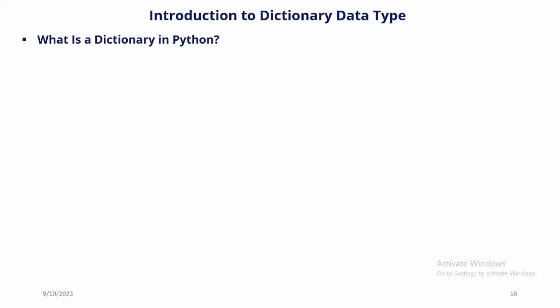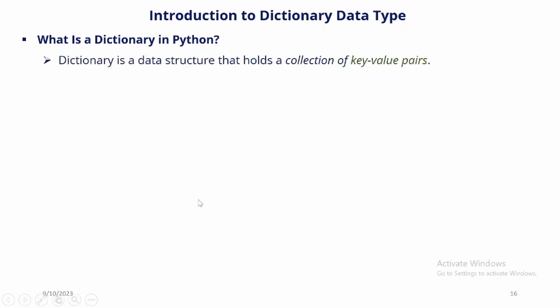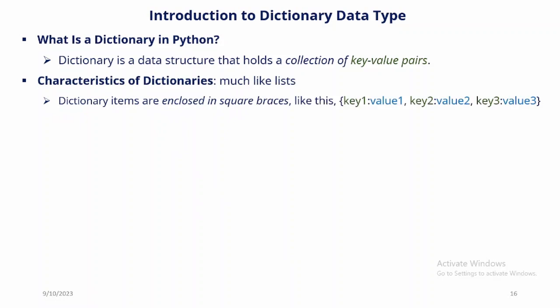Now let's look at the dictionary data type, which is a very important data type in Python. A dictionary is a data structure that holds a collection of key value pairs. Characteristics of dictionaries are much like lists. Dictionary items are enclosed in braces with a key value pair. So we have a key like key 1, which must have an associated value. You can have as many keys as you want. Key 2, value 2, key 3, value 3, up to key 1 million, value 1 million, as much as you want. It's up to you.